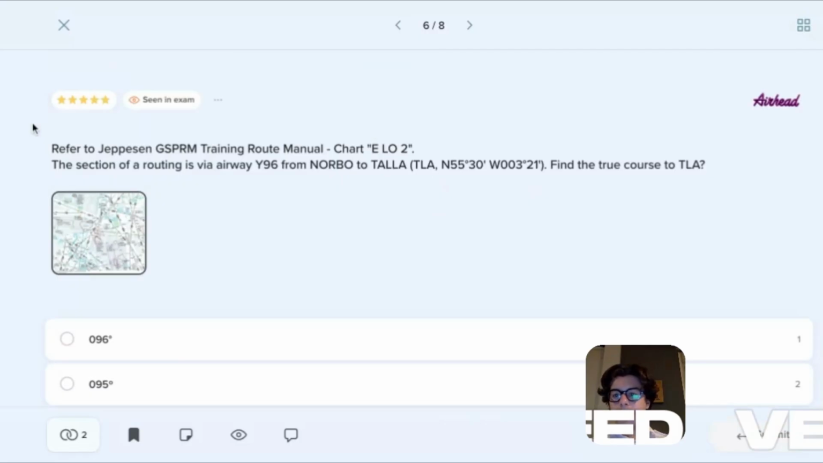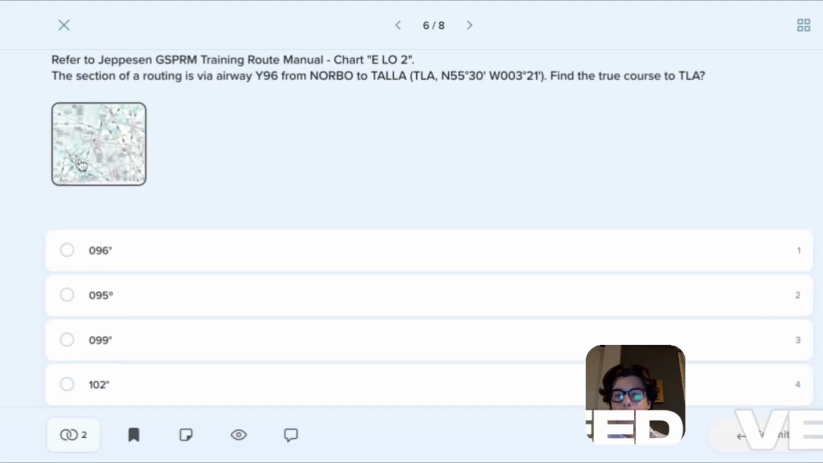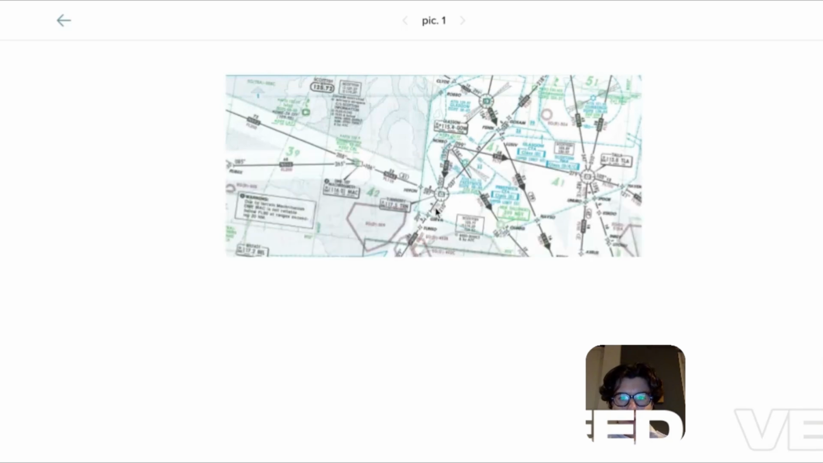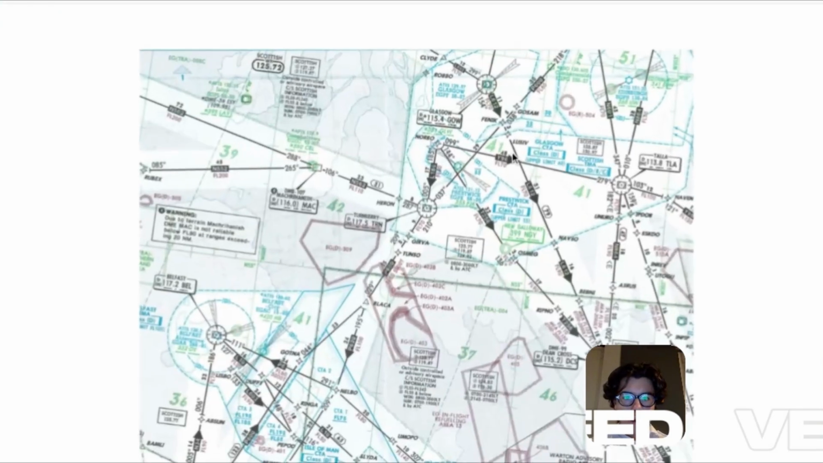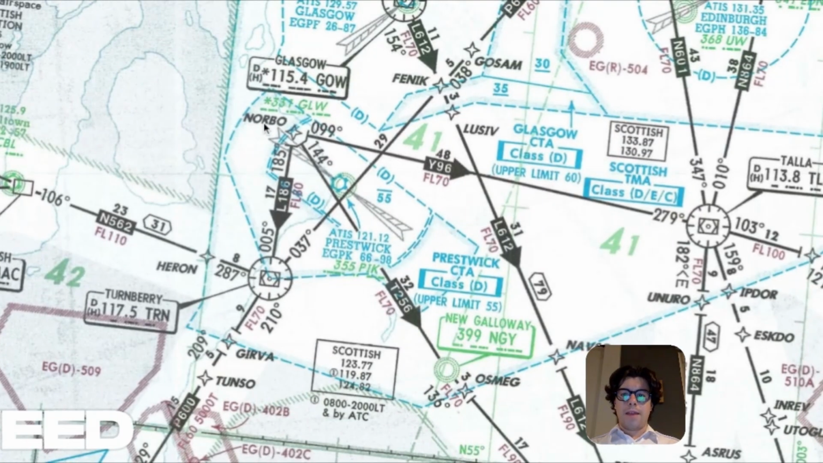Now question number 6. The section of routing is via Yankee 96 to Norbo to Tala. From Norbo to Tala, find the true course to Tango Lima Alpha via Yankee. So there it is. You have Yankee 96 here, the route. And then you have Norbo on the left and Tala on the right. Here you can see we have the magnetic track 099 across the route. We are using the VOR Tango Lima Alpha, and of course the routes that are using the radials from the VOR are always magnetic. So we have a 099 which is magnetic.